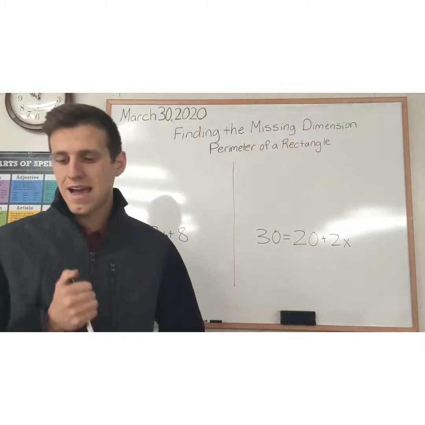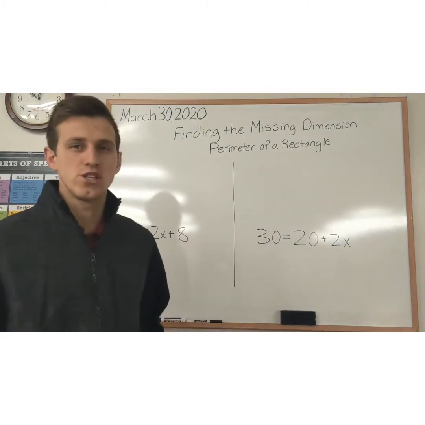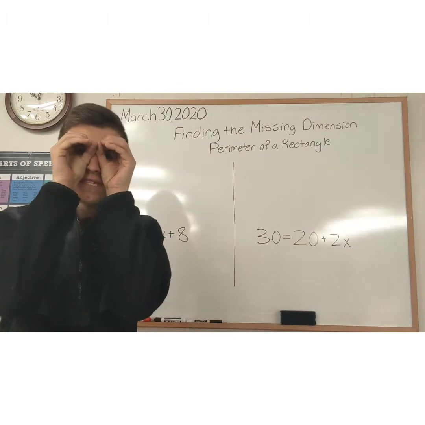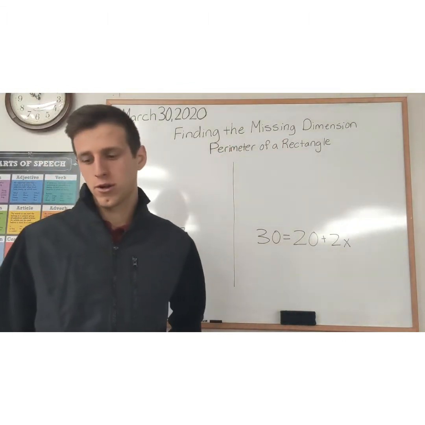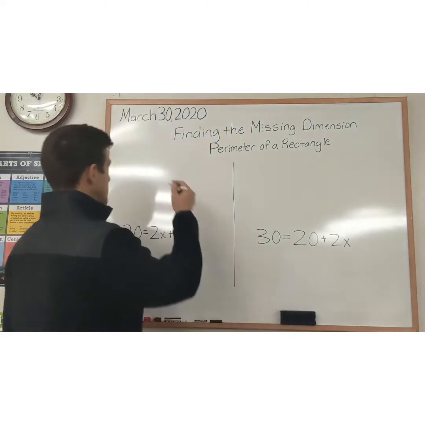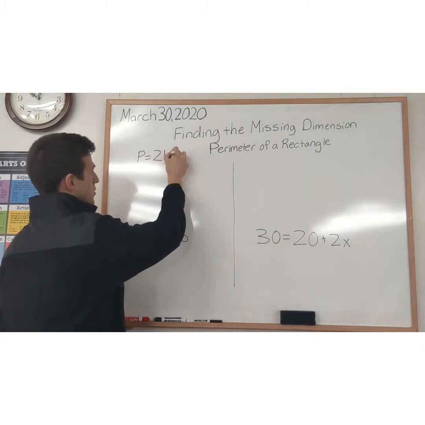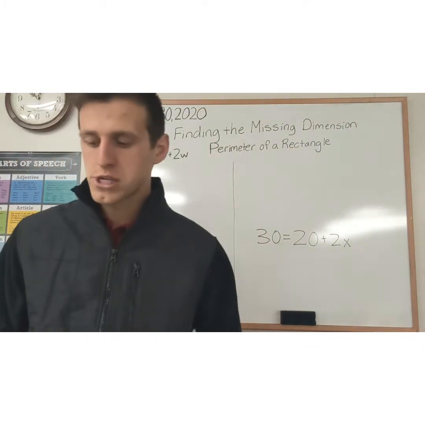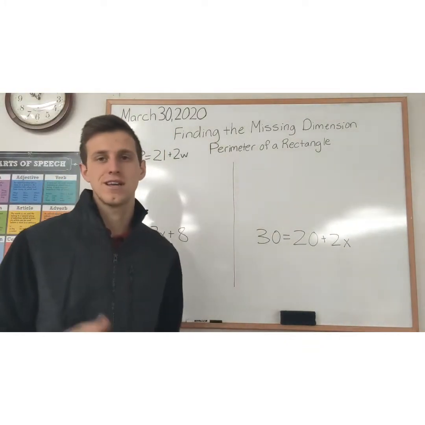Today's lesson, we have lesson 6. We are finding the missing dimension. So we are searching for the missing dimension in the perimeter of a rectangle, all right? If you guys remember what our formula is for finding the perimeter of the rectangle, it is, remember, our perimeter equals 2 times our length plus 2 times our width, all right? So we are going to use that formula to help us find our missing dimension in today's lesson.